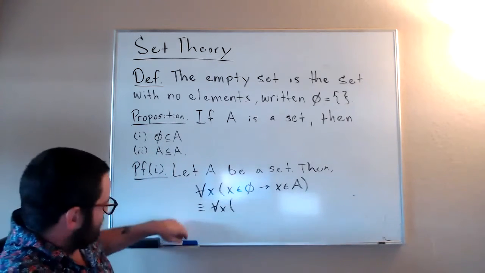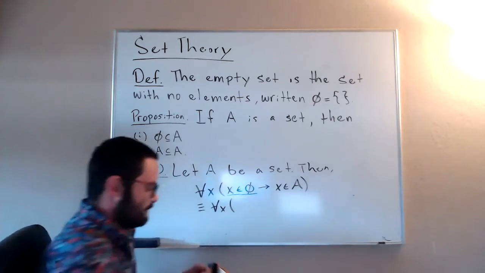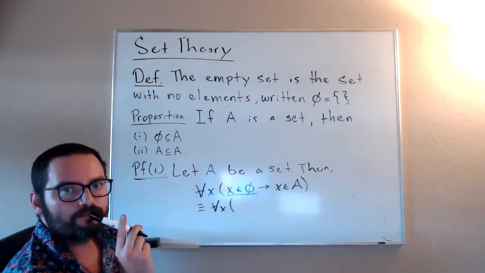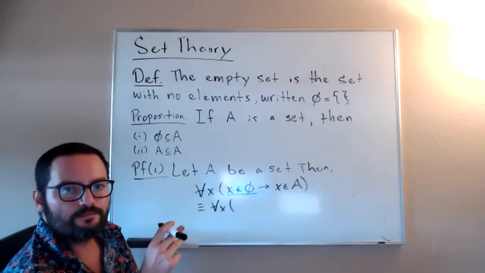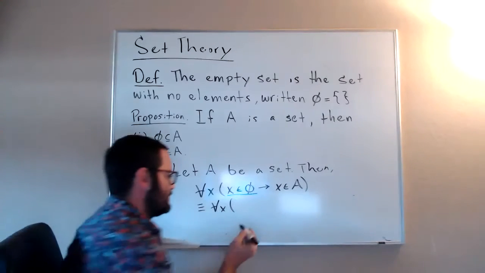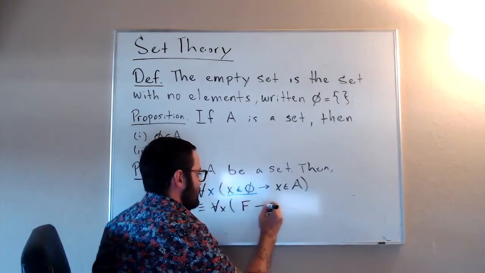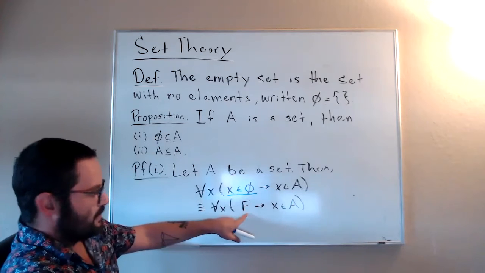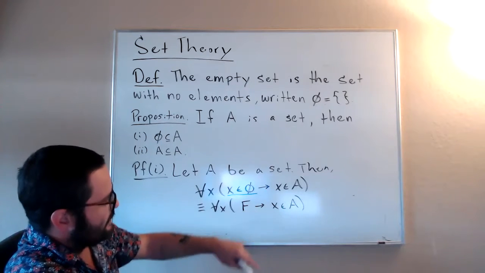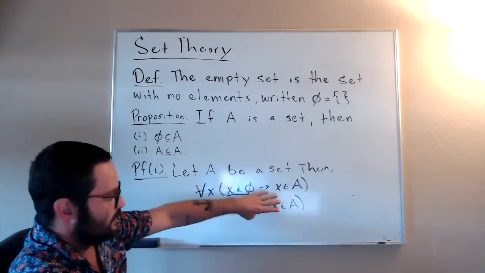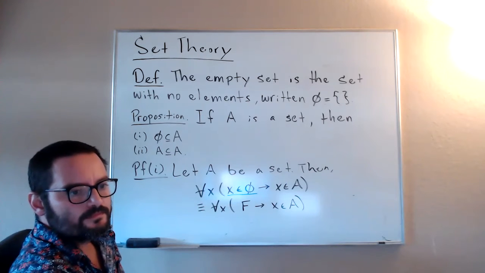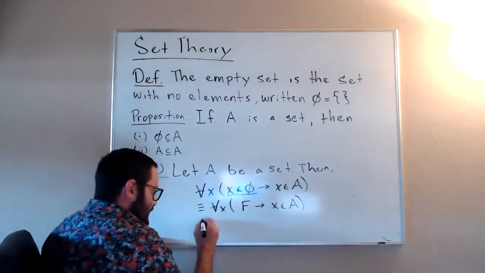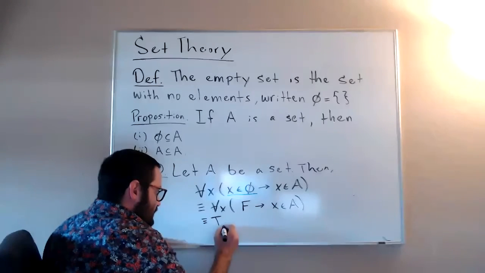Now look at that right there. What's the truth value of this, x element of the empty set? What's the truth value of that? Anybody? False. False, right? Because the empty set contains no elements. So with the conditional, this implication here, if you have a false hypothesis, what does that mean about the whole statement? It means that it's true, right? Anytime you have a false hypothesis, the conditional is going to evaluate to true.